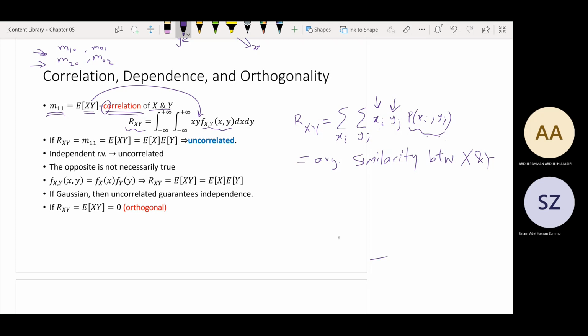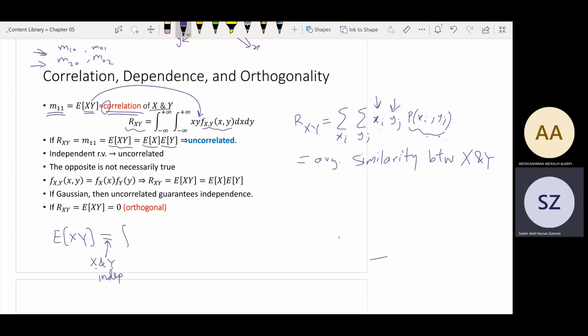Now we can write expected value of x, y as expected value of x multiplied by expected value of y. When can we do this, guys? When they are independent. First, let's explain one case. Let's say expected value of x, y, and here x and y are independent. Okay? Let's see how it looks.